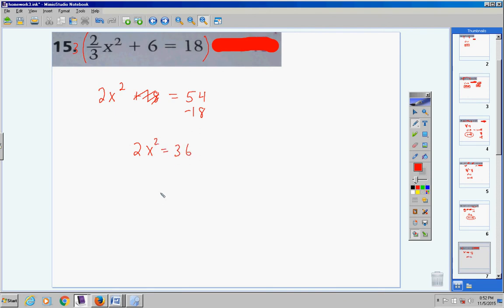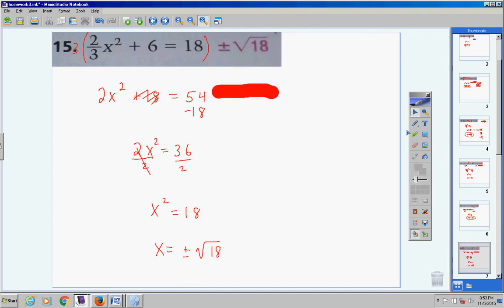Okay? Next step, divide by the coefficient. Well, my coefficient is 2, so divide both sides by 2. X squared equals 18. Take the square root of both sides, the square root of x squared is x, and the square root of 18 would be positive, negative square root of 18. Alright? Now later on this year, are you listening? Later on this year, this will not be an acceptable answer. Later on this year, you're going to learn to take 18, break that down to 9 times 2.